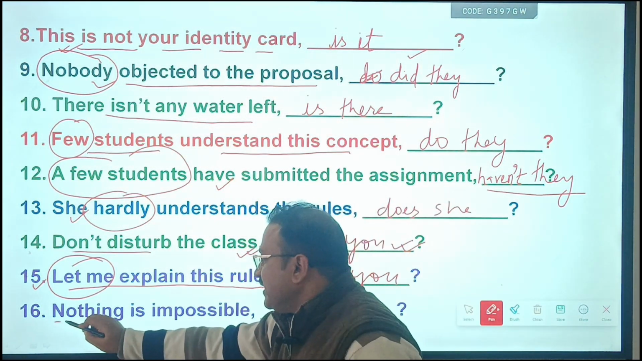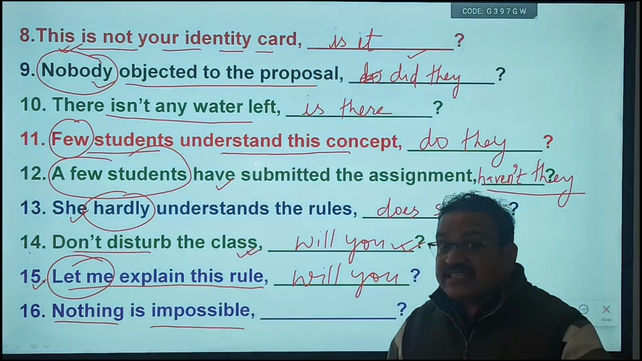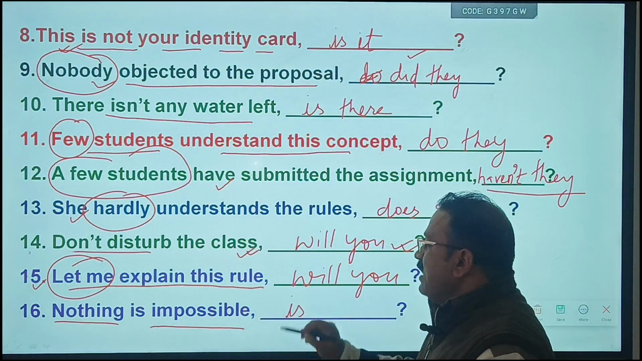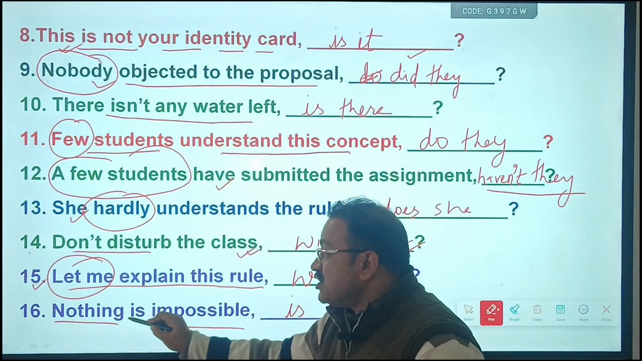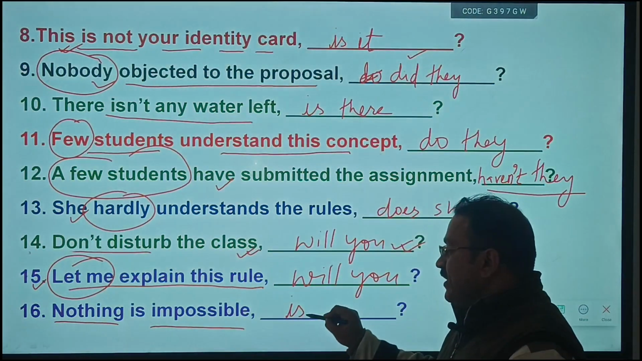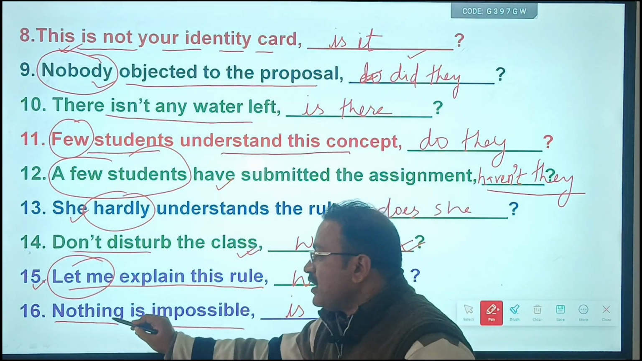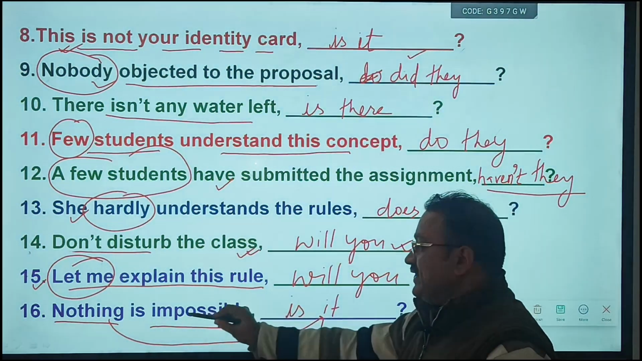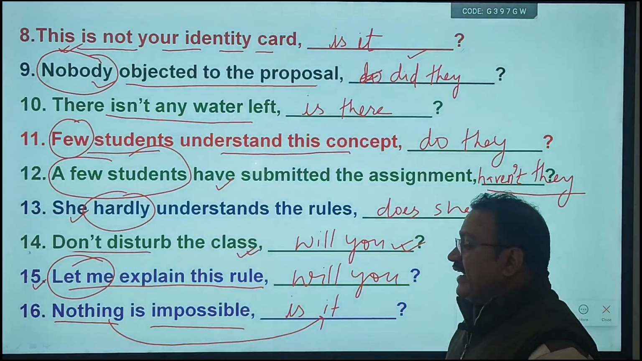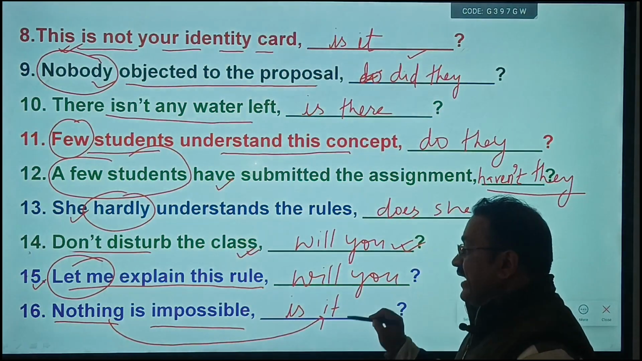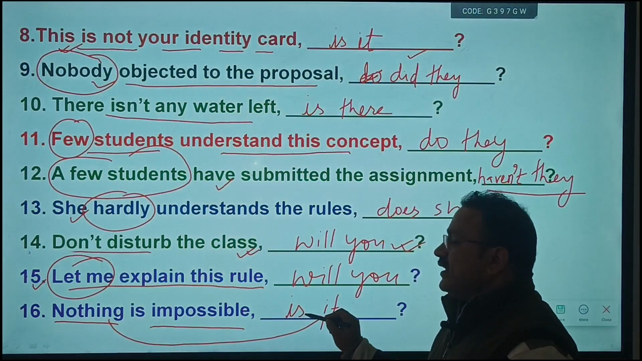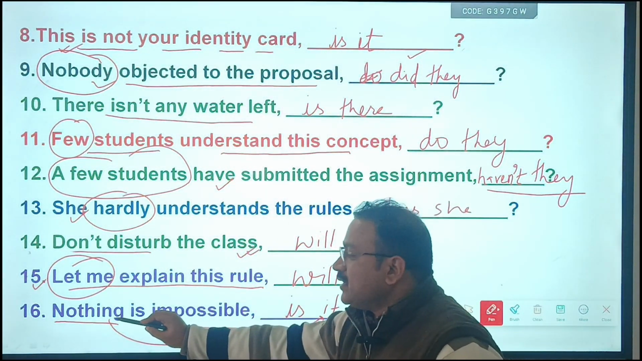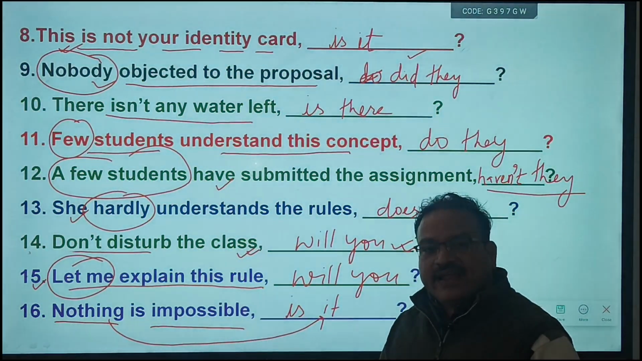Now next is: nothing is impossible. What is the question tag? What is the helping verb? Is. And nothing is making this sentence negative, so the tag will be positive, is. And for nothing, what do we use as pronoun? It. So nothing is impossible, is it. Nothing changes into it, and is is the same helping verb. Why are we not making it negative? Because nothing is making the sentence negative.